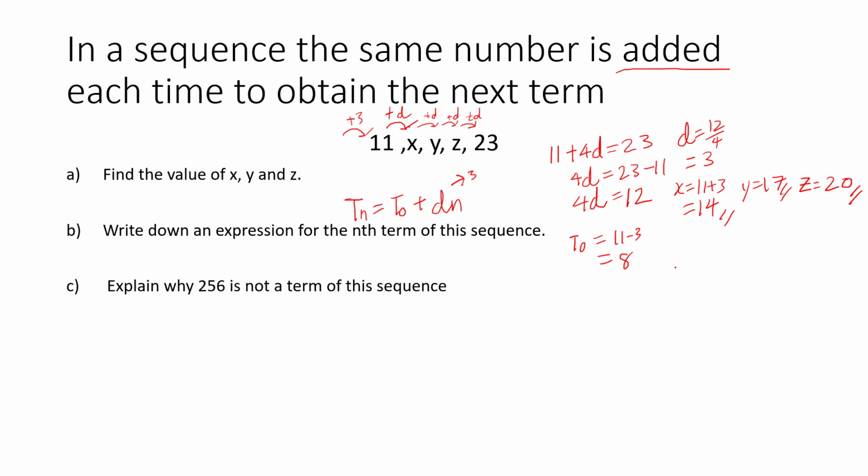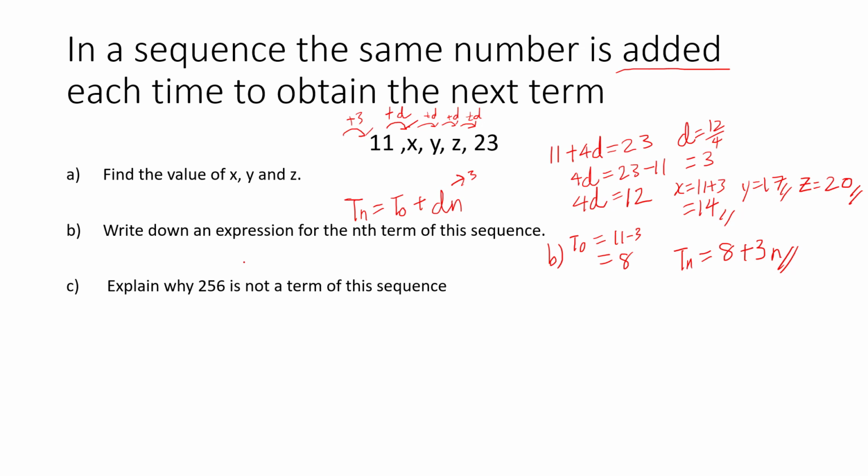So all we have to do is to write down term n, or the nth term is equals to term 0, which is 8, plus the common difference, which is the addition of 3, and n. So this will be my answer for part B.